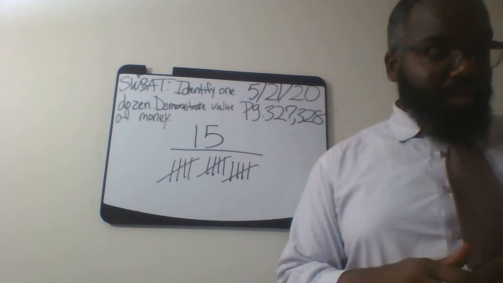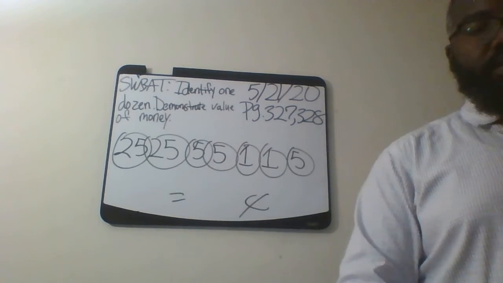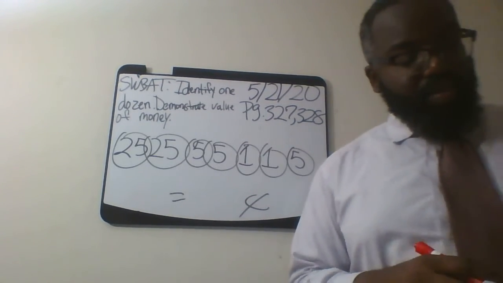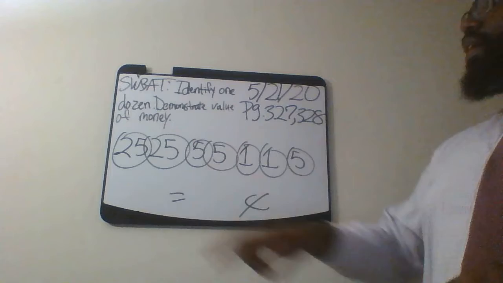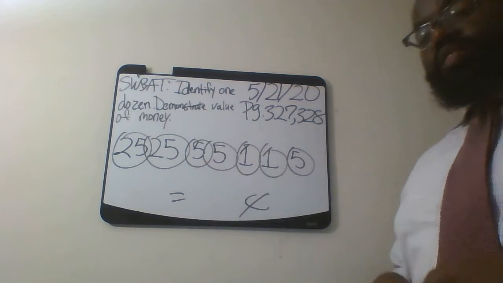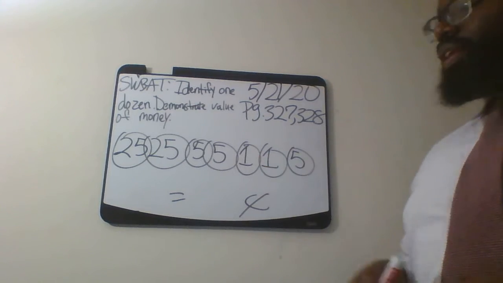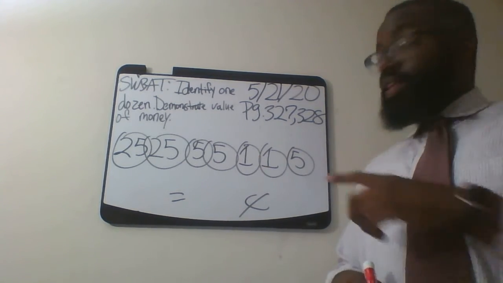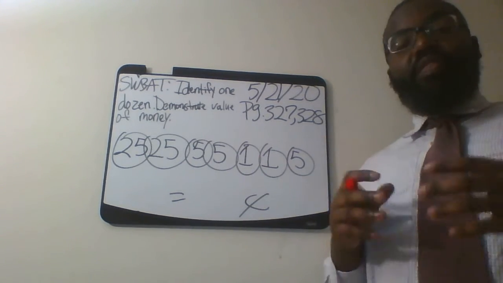Let's move on to number 5. Here for the next one, it asks us how many cents. Here we have 2 quarters. You know a quarter is 25 cents. We have a nickel, which is worth 5 cents. We have 2 pennies. As we know, a penny is worth 1 cent. Then we have another nickel, which is worth 5 cents.